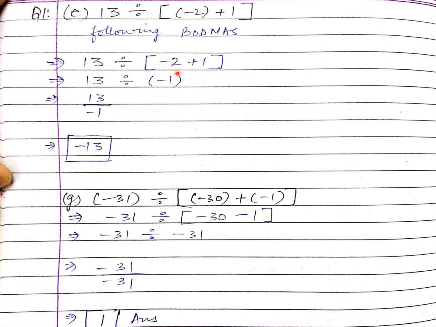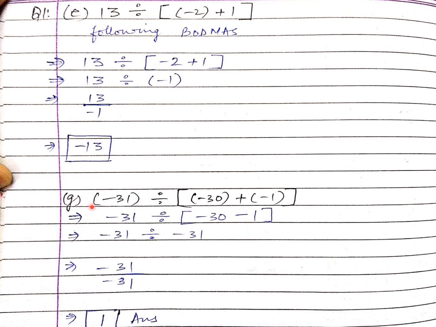Minus 2 plus 1, we all know, is minus 1. Now we have 13 divided by minus 1. It becomes 13 upon minus 1 like this. In the last lecture I told you, when there is only one negative sign, it will remain in the answer and it can be written like this. Whether you keep minus in the denominator or in the numerator, it is the same thing. That is why I have written this negative sign in the numerator, and this is the answer, minus 13.